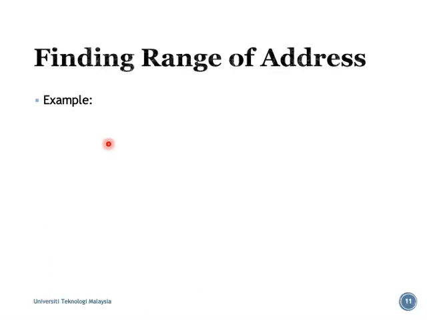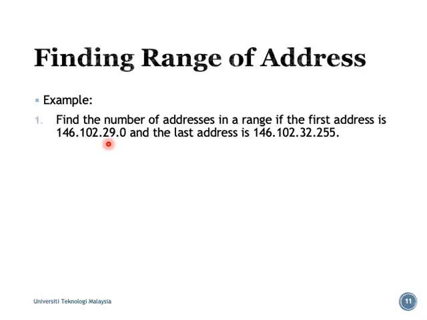Now, to find the range of addresses, because sometimes we need to find the number of addresses in a range if the first and the last address is given. Some other time we also need to find the last address if the first address and the number of addresses in the range are given. So for this case, find the number of addresses in a range if the first address is given as this and the last address is given by this. So how to find the number of addresses?